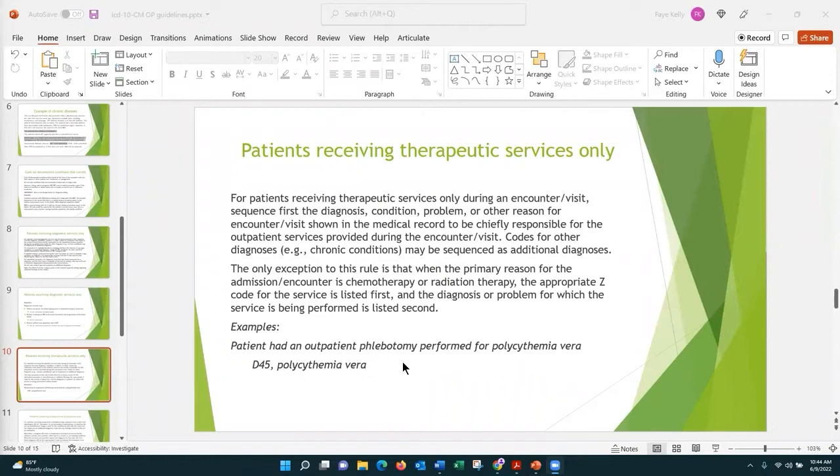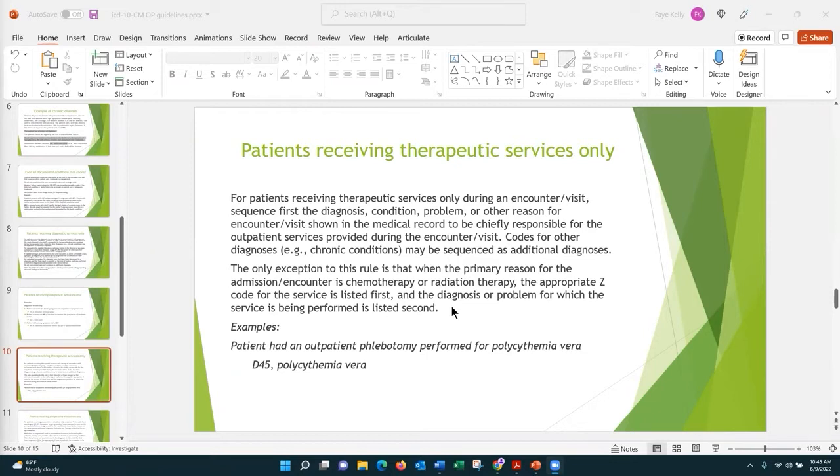The only exception to this rule for therapeutic services is when the primary reason is for chemo and radiation. And that's your chapter-specific guidelines. Because for chemo and radiation, there is a Z code for chemo and there is a Z code for radiation. So those codes would be listed first. Remember, chapter-specific guidelines take precedence over Section 4 outpatient guidelines.